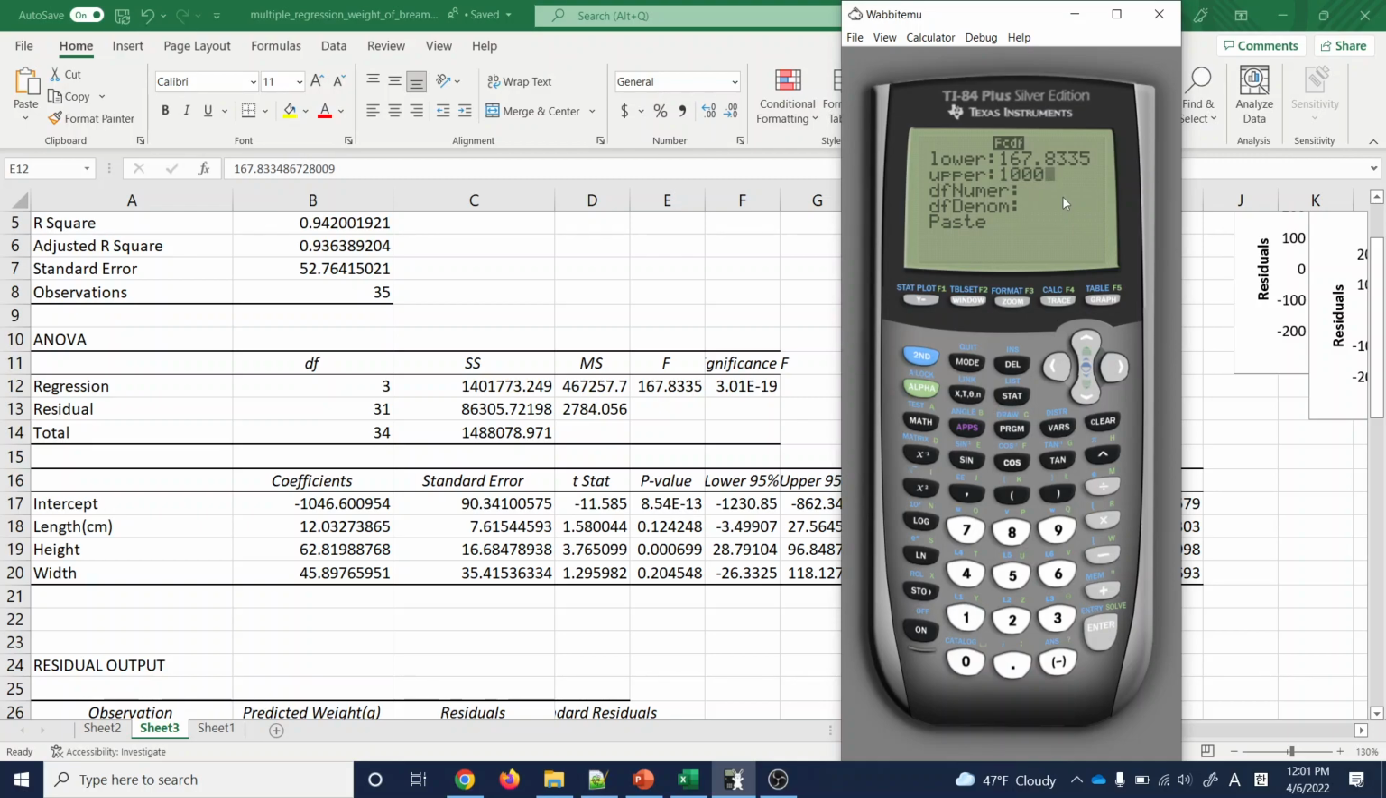You can actually get by using 1,000. These distributions drop so fast. At 1,000, it's almost zero. But million is fine. Now, tell me what to use for the degrees of freedom of the numerator. 3. How about the degrees of freedom of the denominator? 31. Okay, and then we paste this, and that gives you 3.01059 e negative 19, exactly the same as this one, 3.01 e negative 19, right? So you see that they agree? That's how you get the p-value just from this.